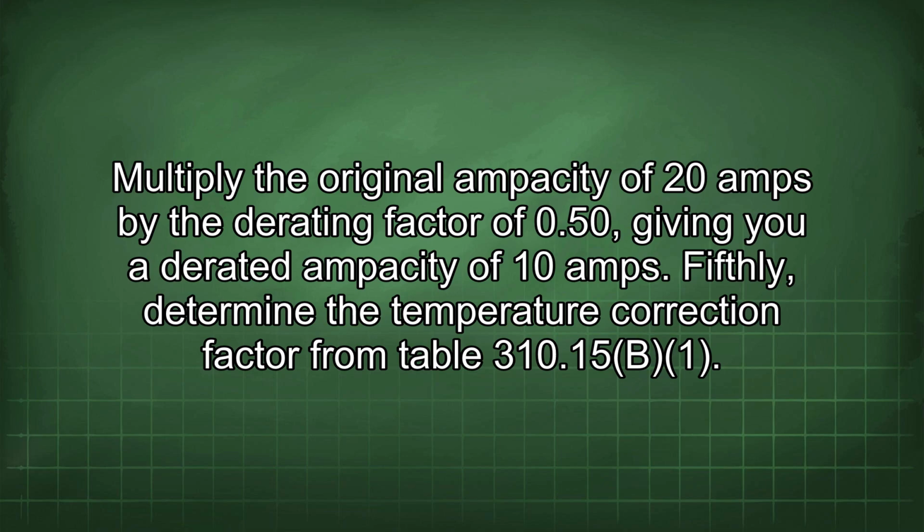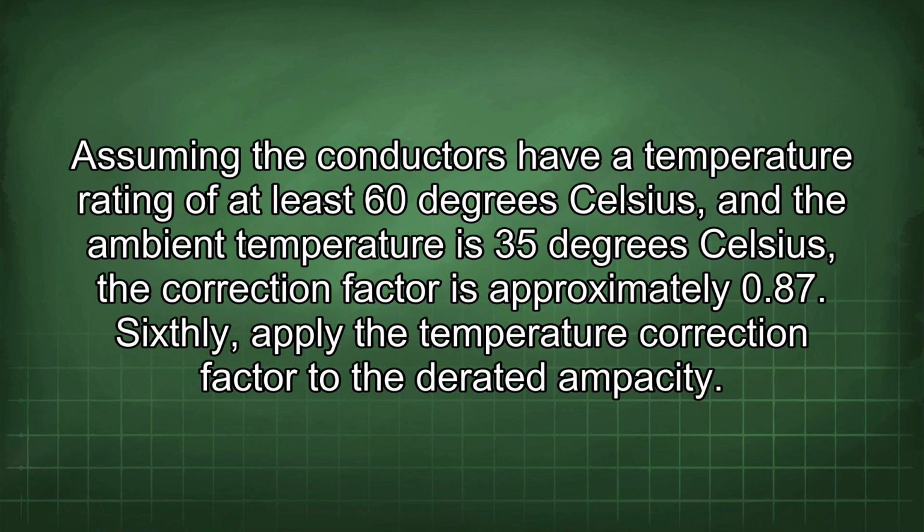Fifthly, determine the temperature correction factor from Table 310.15(B). Assuming the conductors have a temperature rating of at least 60°C and the ambient temperature is 35°C, the correction factor is approximately 0.87. Sixthly, apply the temperature correction factor to the derated ampacity.